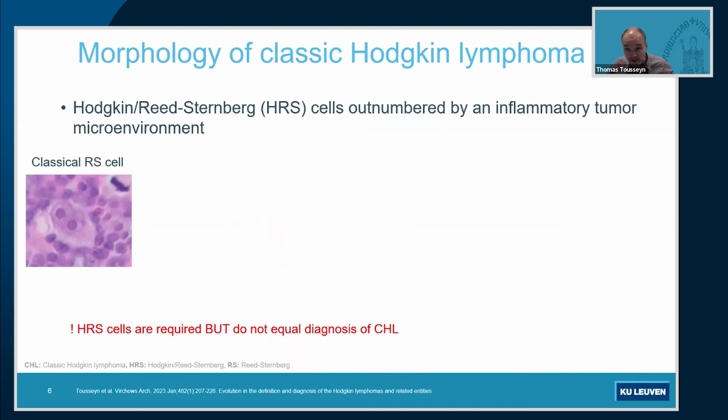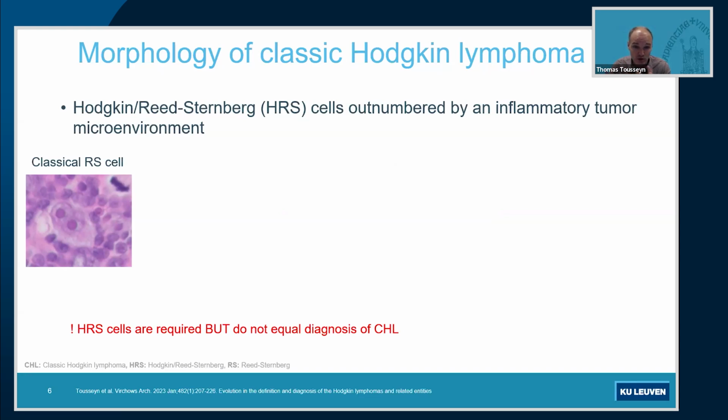So for the diagnosis of classic Hodgkin lymphoma, which is what I will focus on for the rest of the talk, we need the prototypic cell, which is called a Hodgkin-Reed-Sternberg cell. But you must know that it's not sufficient to have these cells present to make the diagnosis. It's necessary, but it's not enough. What do you need for the rest? These cells need to be outnumbered in an inflammatory tumor microenvironment. Meaning that if you look at the biopsy, the majority of the cells that you see will be non-neoplastic cells, inflammatory cells.